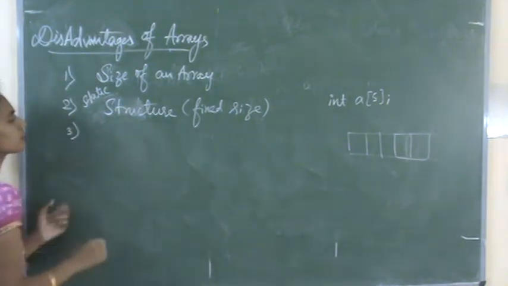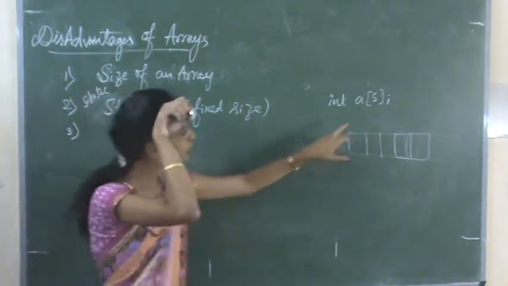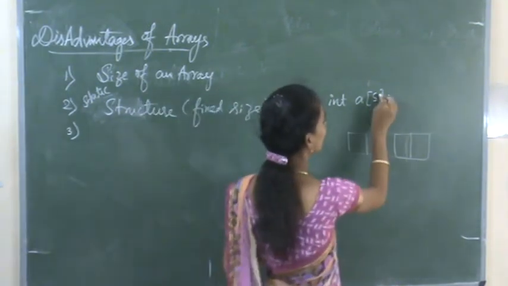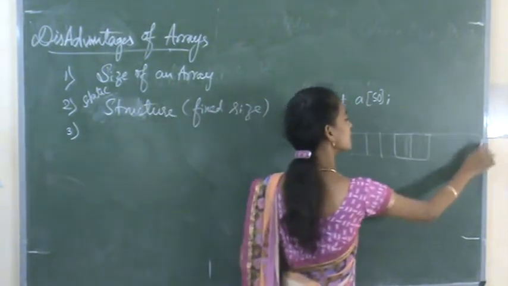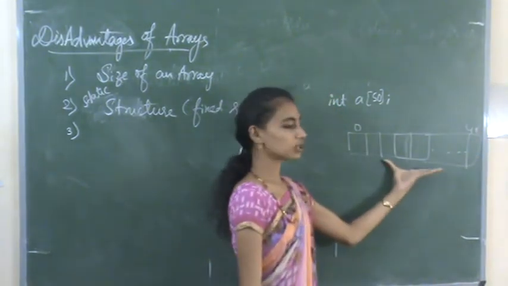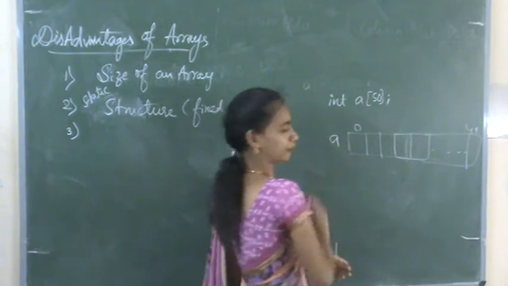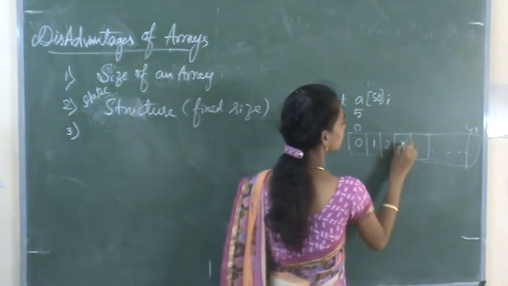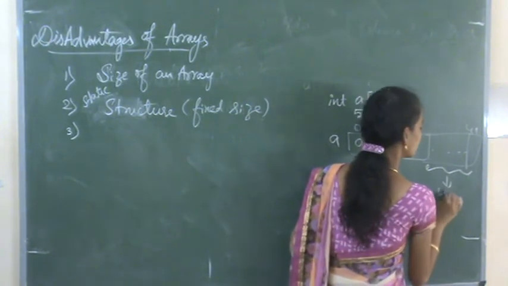Next, the third one. If it is fixed size, suppose I declare A of 50. This allocates memory space up to 50, starting from 0 up to 49. It will create the memory locations for this array A. If I insert only 5 elements, the remaining memory will be wasted, right?